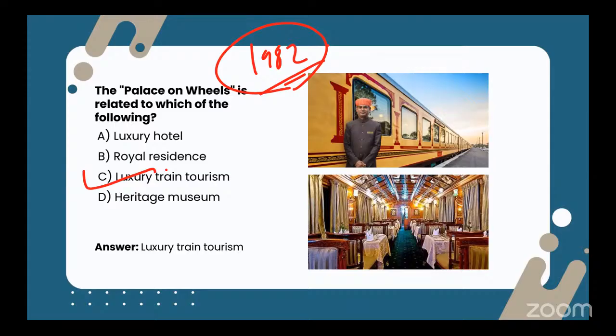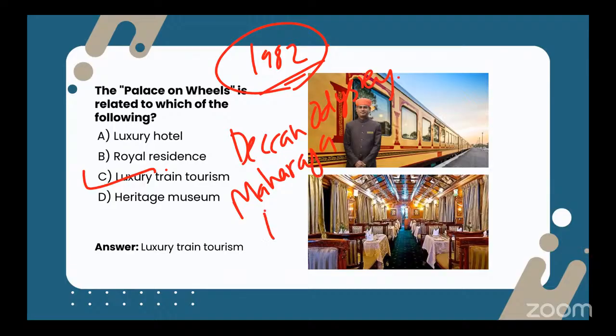Okay, all right. Since you know this question, maybe you can go and check other trains also. We have other trains like the Deccan Odyssey, which goes in the southern part, the Maharaja Express, and another one, the Golden Chariot. These are the three other important luxury trains in India. Okay, all right. Moving on to the next question.